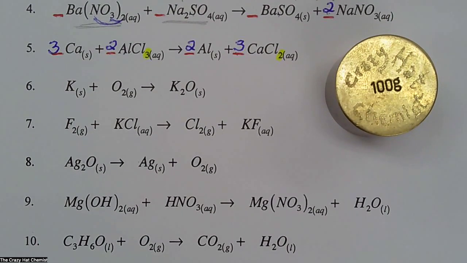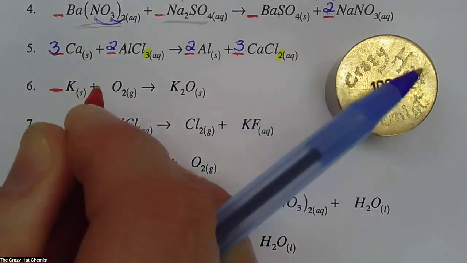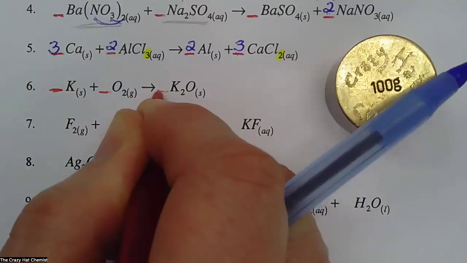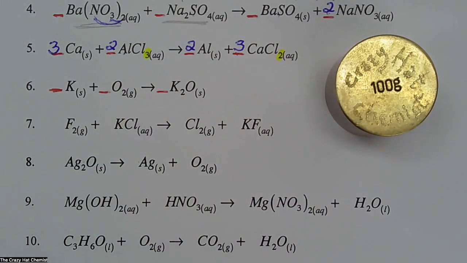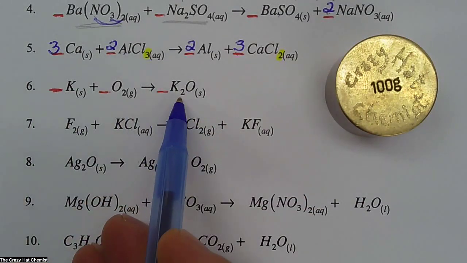And let's do problem number 6. Problem number 6 is a combination reaction. It's potassium plus oxygen gives me potassium oxide. There's one potassium on the reactant side, two on the product side.